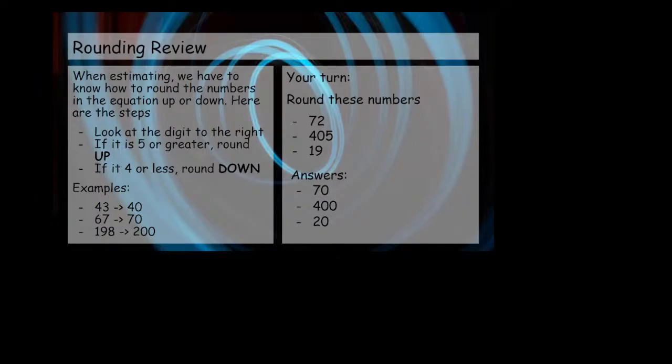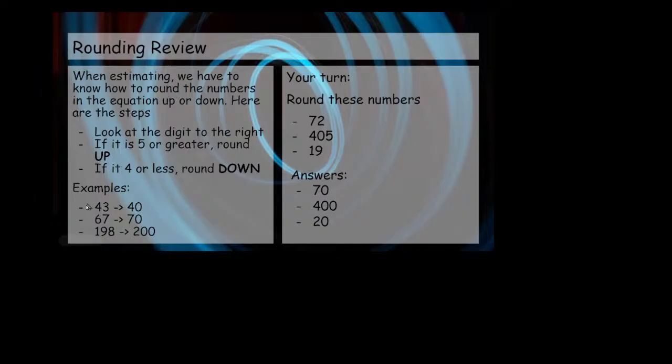When estimating, we have to know how to round the numbers in the equation up or down. Here are the steps. Look at the digit to the right. If it is 5 or greater, round up. If it is 4 or less, round down. Example: 43 to 40. 43 to 40 is rounded down.